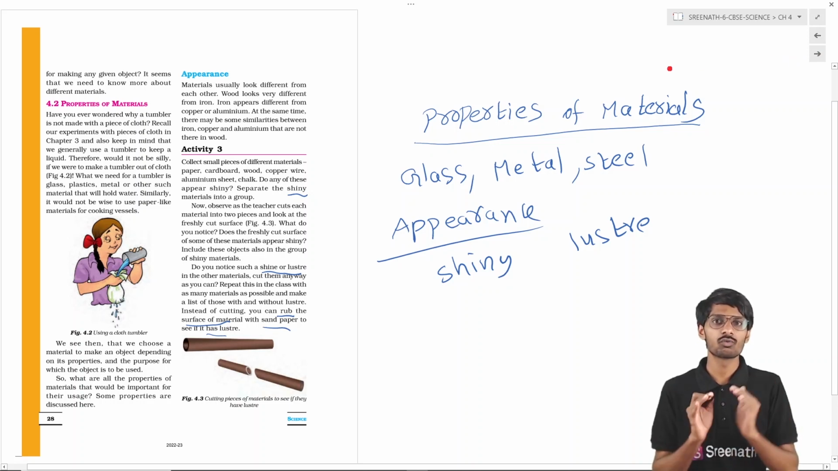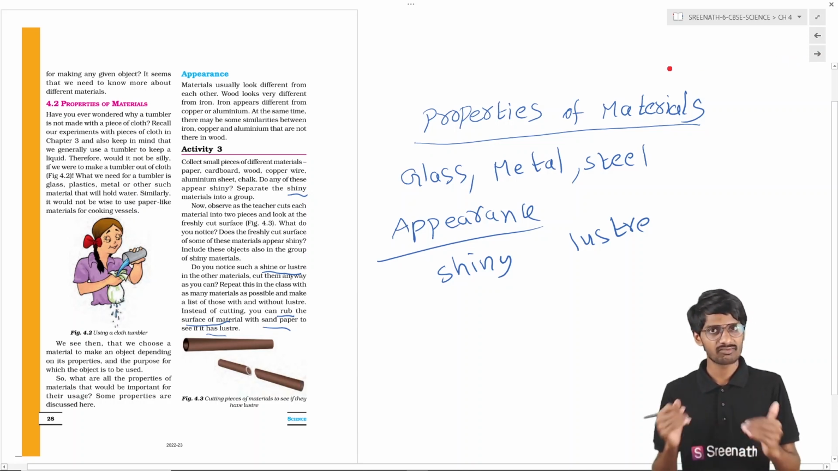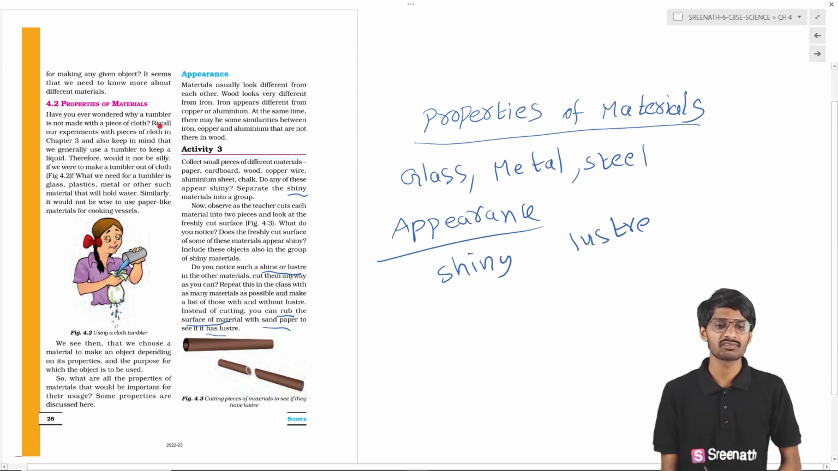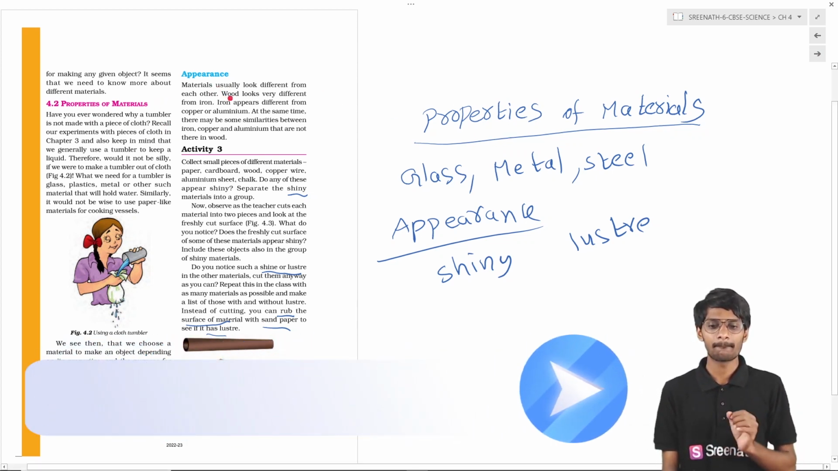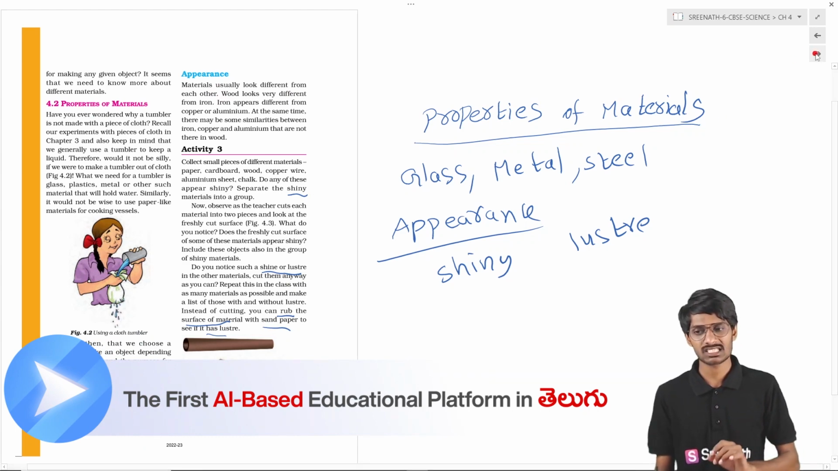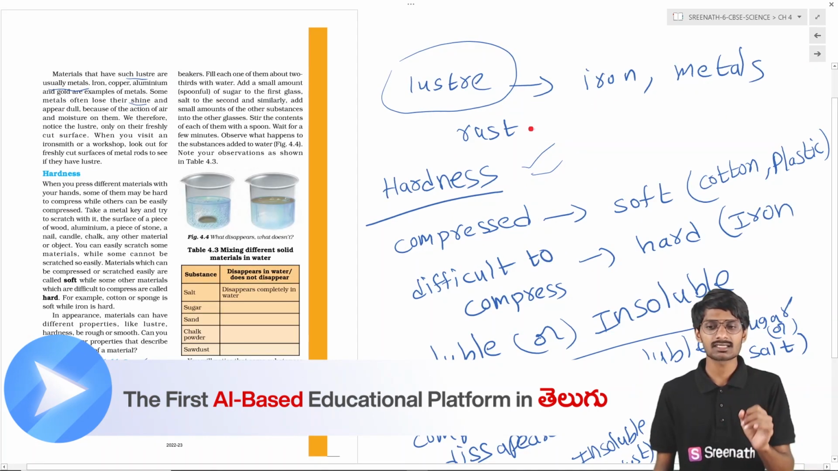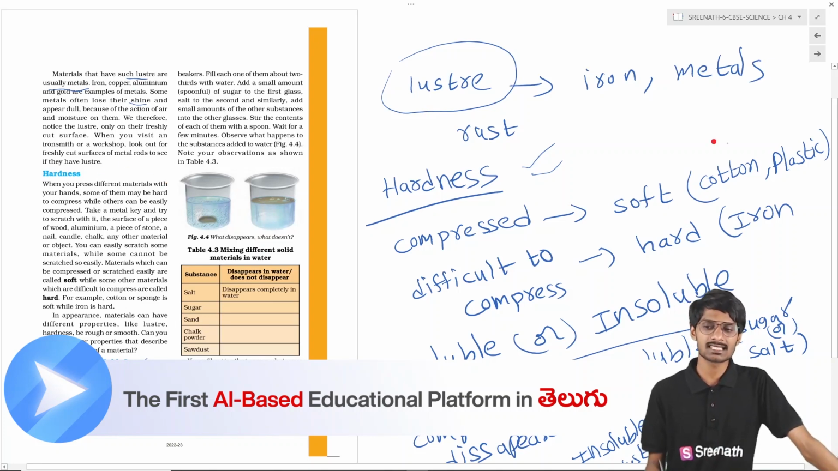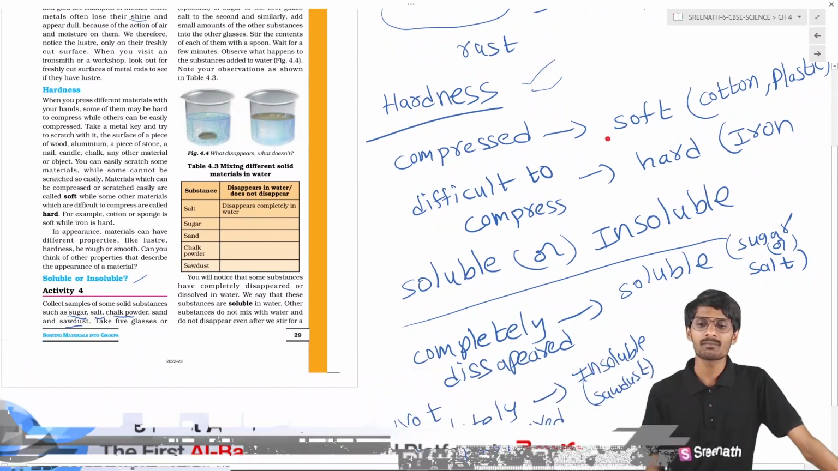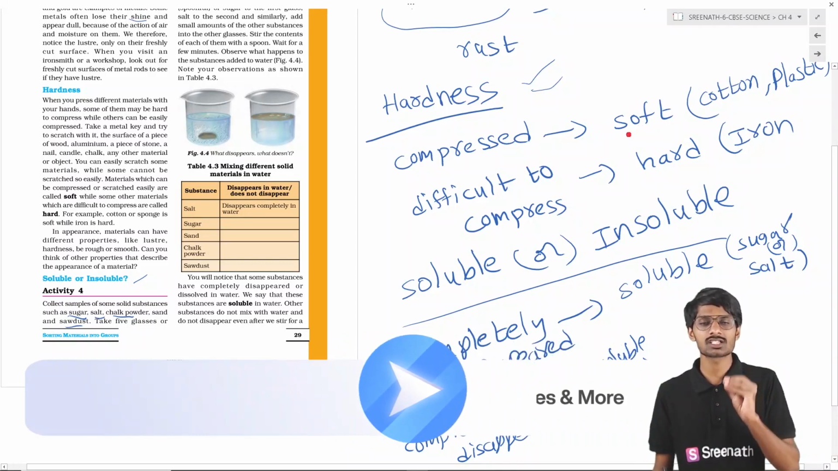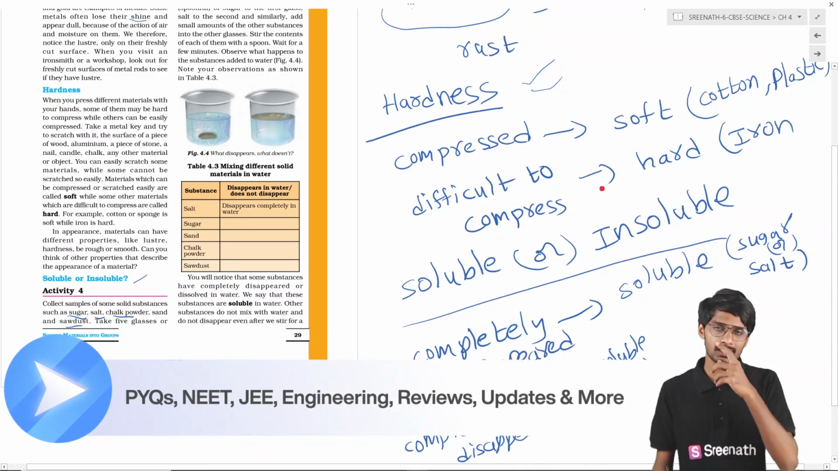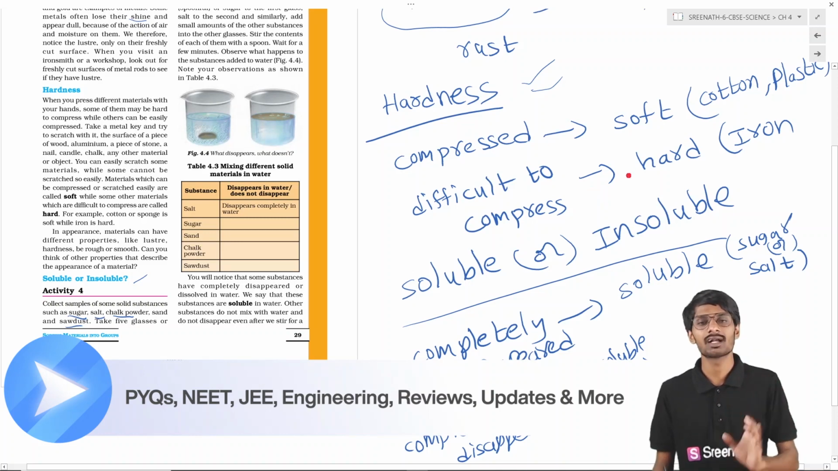And the next thing we have to know is that there are different types of materials. We have discussed it. Now we have to know what the properties of the materials are. First thing is the appearance, whether they are shiny or lustrous. So iron, metals like that are lustrous, and hardness is another property. Some are compressible, so we call them soft, and some are difficult to compress, we call them hard materials.